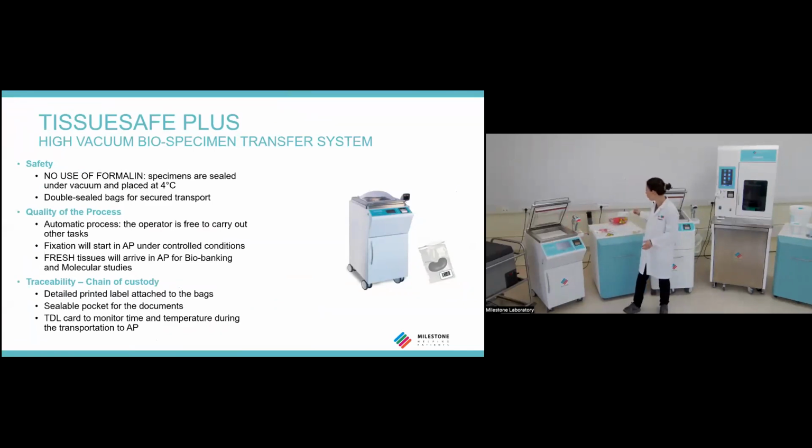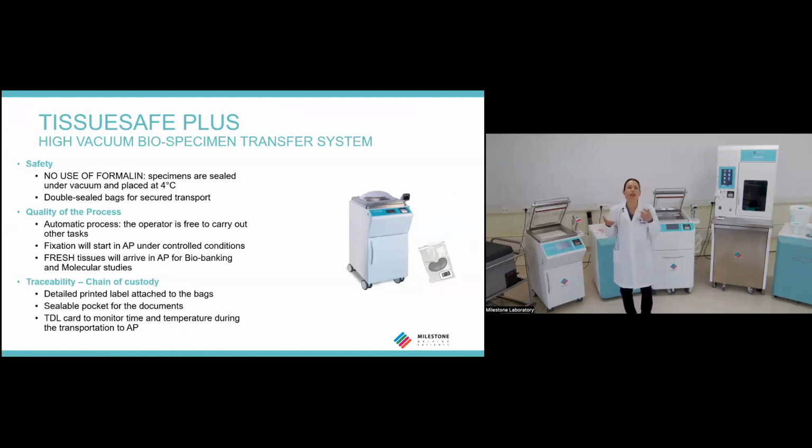TissueSafe Plus works with special bags. Of course, we have different size. The tissue, when it is extracted from the human body, is positioned inside the bag. By TissueSafe Plus, it is sealed under vacuum, and then the tissue is positioned at 4 degrees. So the tissue will be transported in fresh condition in pathology lab.